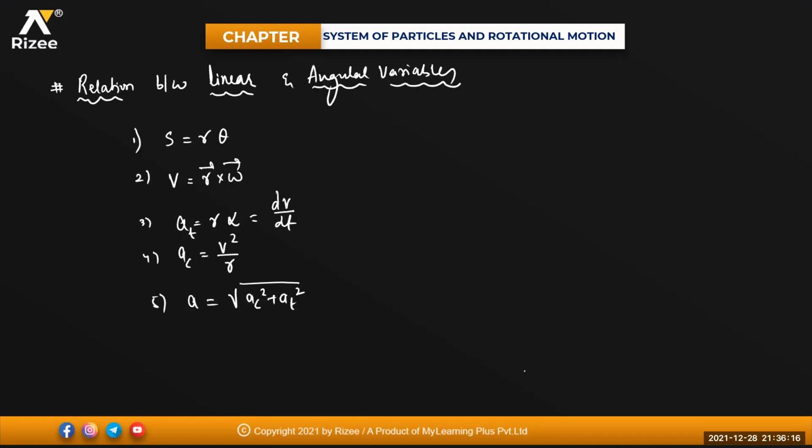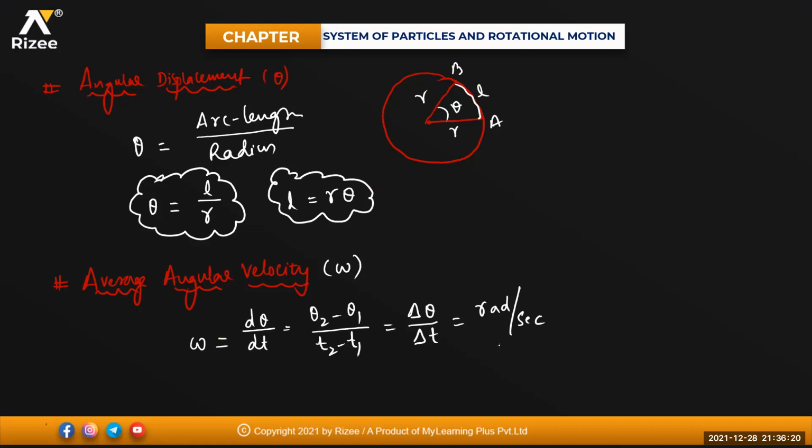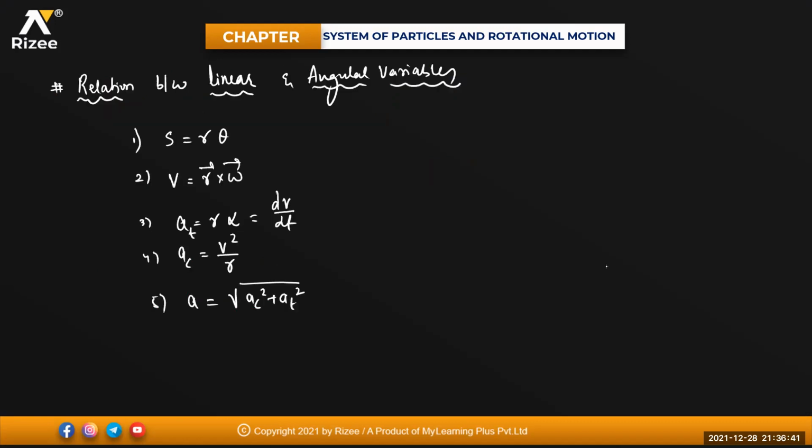See once again, beta. Angular displacement theta. Theta is equal to arc length divided by radius. So theta is equal to L by R, or L is equal to R into theta. So angular velocity will be equal to omega is equal to d theta by dt, or else theta 2 minus theta 1 divided by t2 minus t1, or delta theta by delta t. Unit is radian per second. Theta is always measured in radians.